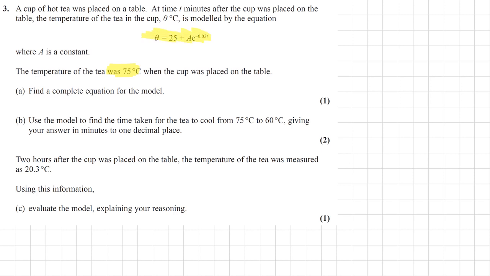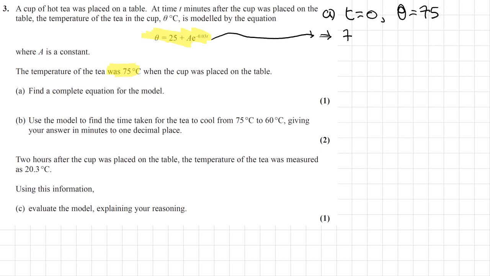And what we need to do in part A is to find a complete equation for the model. That means finding the value of the constant A. So we know when the cup was placed on the table, in other words, when t is 0, the temperature, which is given as theta, was 75 degrees. So those are going to get substituted into our equation.